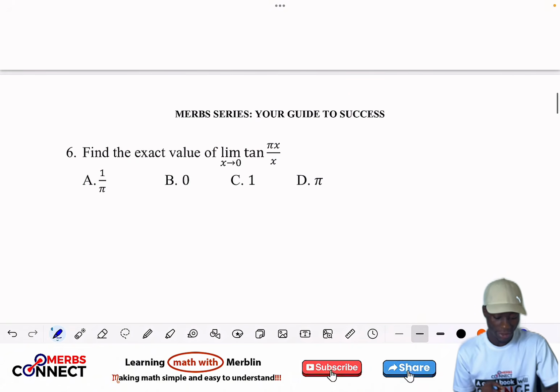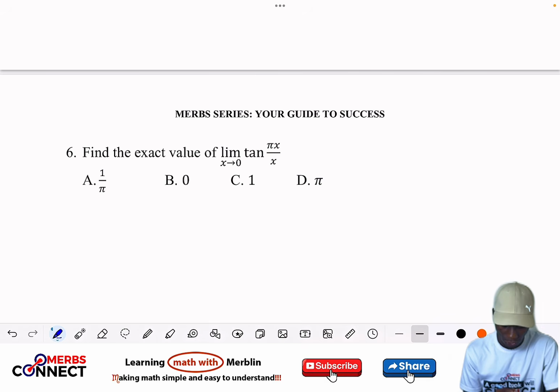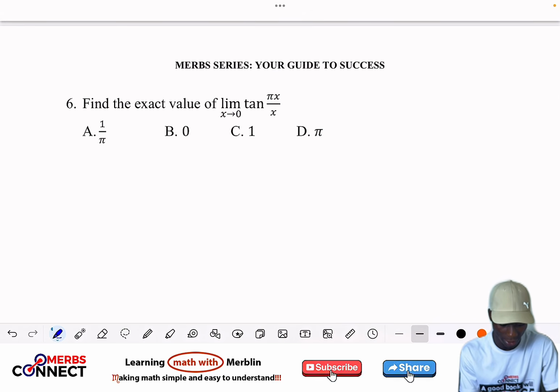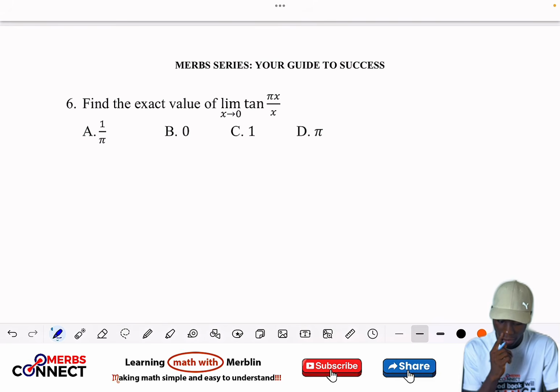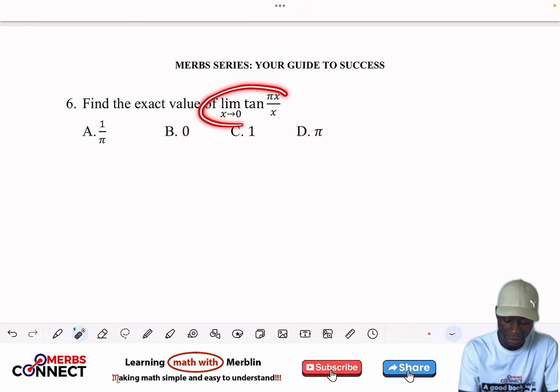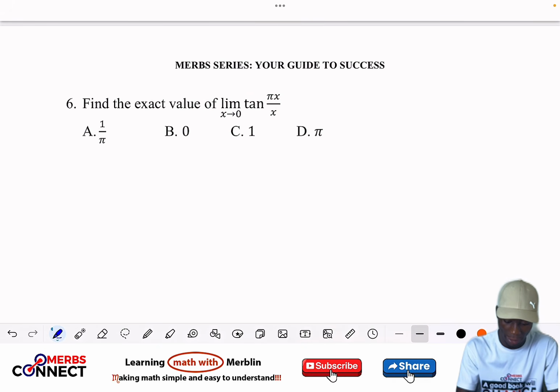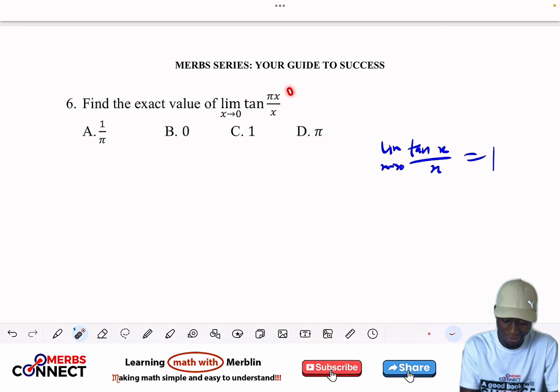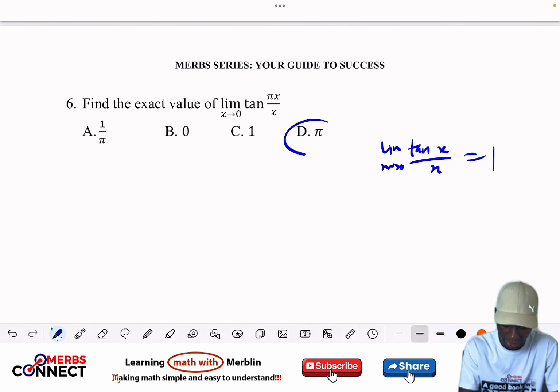Now, I love one question that I saw, and I think most of you were getting it right, which is great. But I'll show you the techniques, and possibly questions, that they can also ask you. Now, when I see a question like this, I know the theorem that if I have the limit as x is approaching 0 of tan x divided by x, this is equal to 1. So here, without even solving, I see that the answer is D.